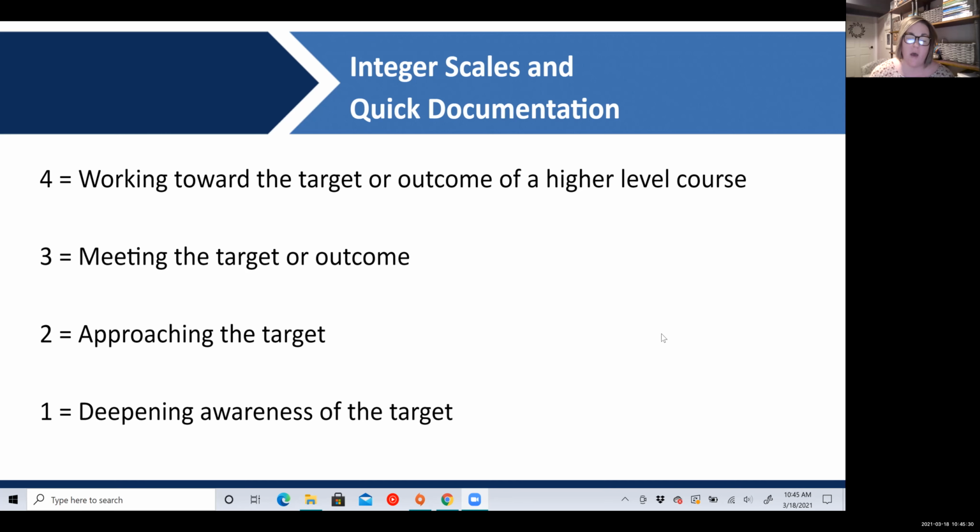An integer scale helps us document whether students are working toward next or higher level course outcomes, whether they're meeting the target or outcome for our course, approaching it, or just beginning to become aware of what it even looks like. An integer scale allows us to document on a lesson by lesson basis the degree to which students mastered the target that we taught a very small lesson around.